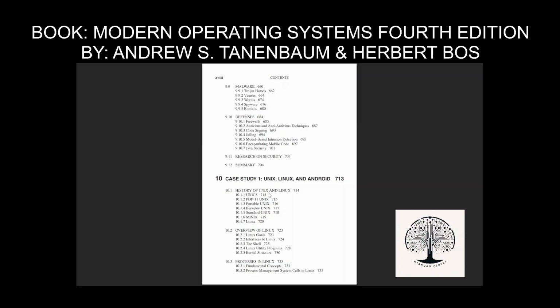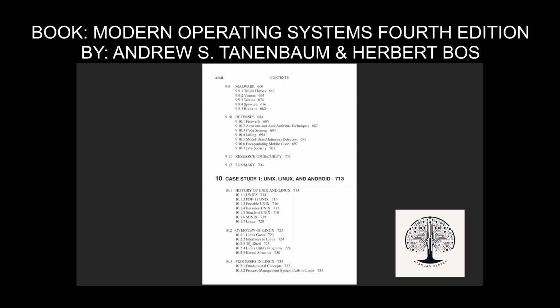Then we'll do case study 1, which is Unix, Linux, and Android. So we look at the history of Unix and Linux. We look at Unix. We look at PDP-11 Unix. We look at portable Unix. We look at Berkeley Unix. We look at standard Unix. We look at Minix, which was created by the author of this book. And then we look at Linux.